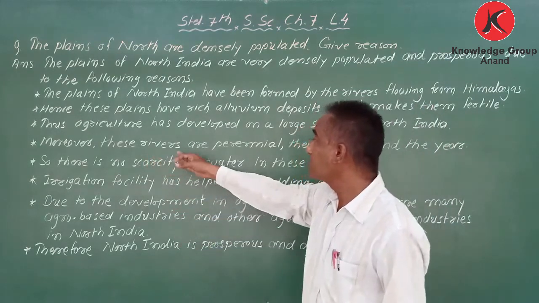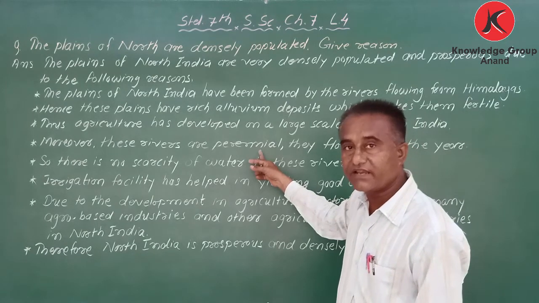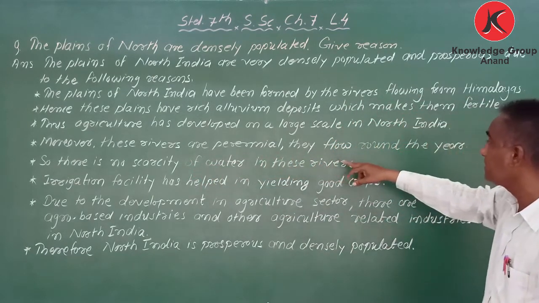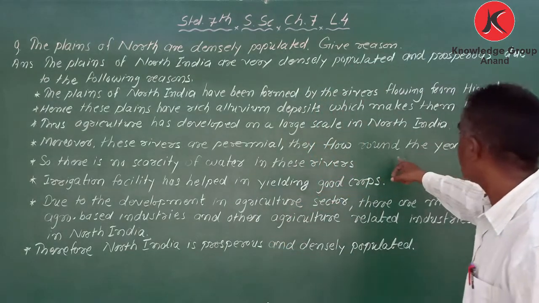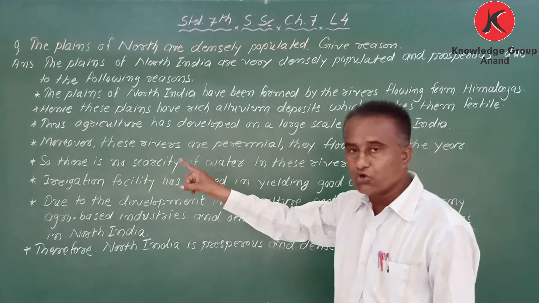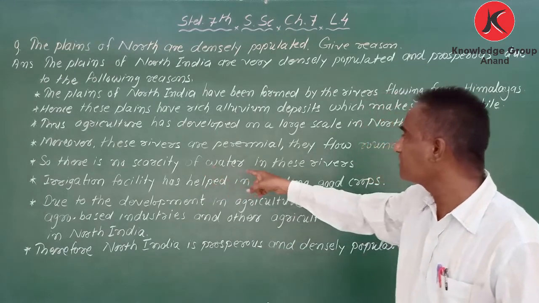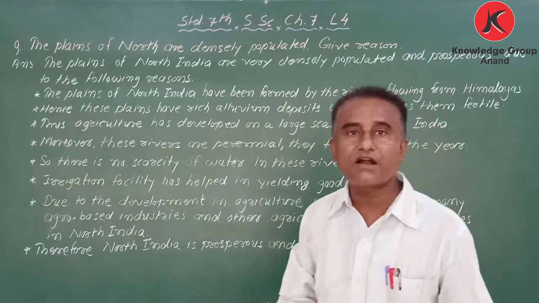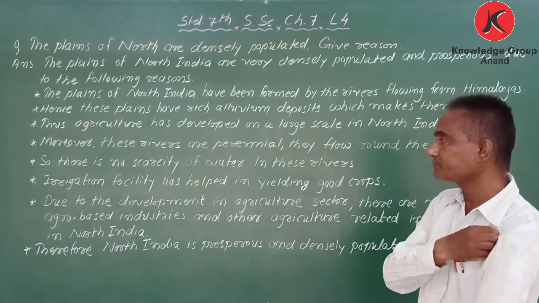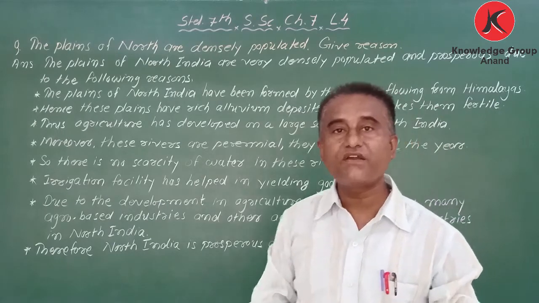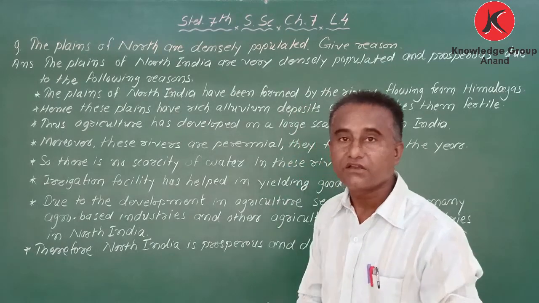So moreover, these rivers are perennial. Perennial means the rivers which have water throughout the year. They flow round the year, all twelve months. Next point: so there is no scarcity of water. There is no scarcity of water in these rivers; the river does not get tired or empty. My dear student, when they have water throughout the year, irrigation can be done from these rivers.